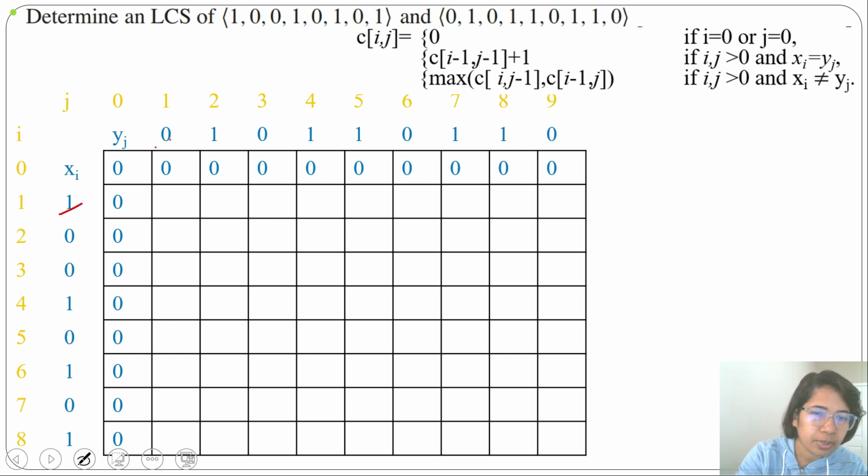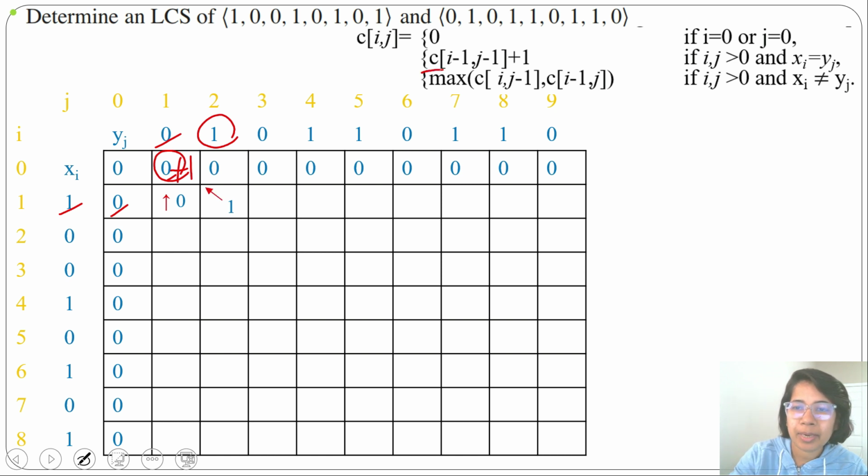Now match, is 1 equals to 0? No. So from these two, which one is maximum? Both are equal. When equal, we will write 0. We are deriving from this top 0, so we will write 0. Arrow direction will be toward up. Next, 1 equals to 1. It's a match. When it is a match, this 0 plus 1, so we'll write 1 and the arrow will be toward left corner. C[i-1][j-1] plus 1.